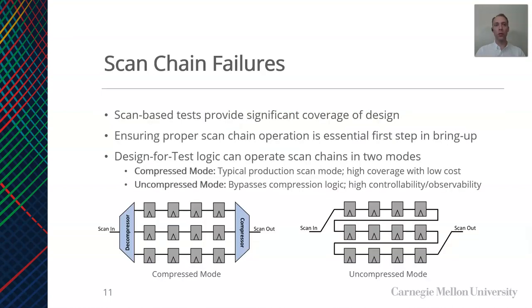In this work, we use AAA to target failures related to the scan chain. Scan-based tests provide the most significant structural coverage of the design, therefore making correct scan chain operation an essential first step in new product bring-up. The design for test architecture of the study designs supports a compressed mode used for the vast majority of coverage-based scan testing. There also exists an uncompressed mode, which bypasses the decompressor and compressor to provide improved controllability and observability.